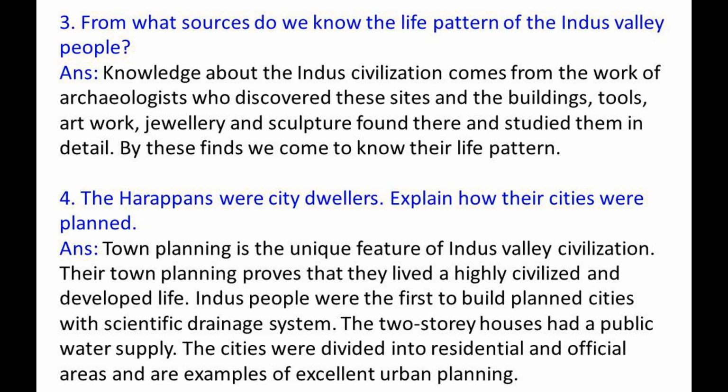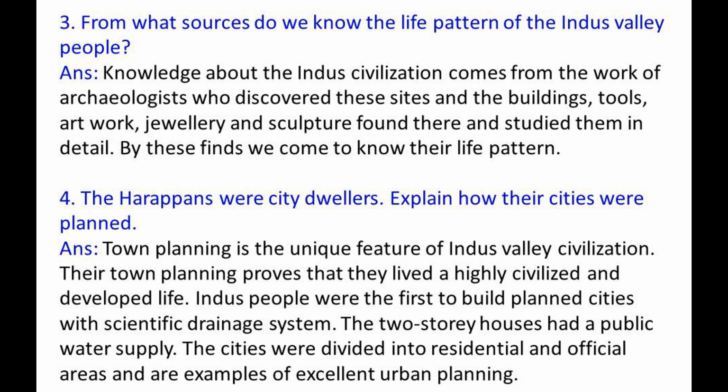Question 4. The Harappans were city dwellers. Explain how their cities were planned. Answer. Town planning is the unique feature of Indus Valley civilization. Their town planning proves that they lived a highly civilized and developed life.